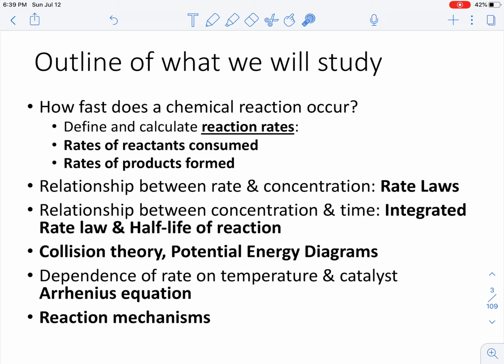And so the first thing that we want to do is lay the foundation for this chapter. And to do so, we need to be able to define, and we need to be able to somehow come up with a way to calculate the rate of reaction.